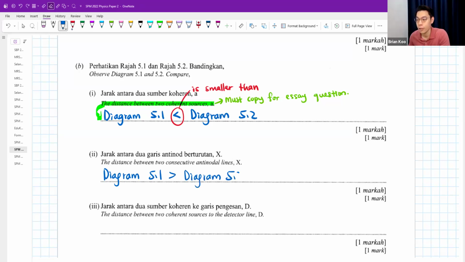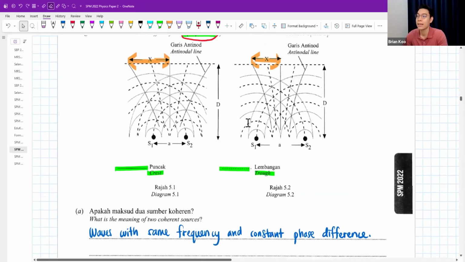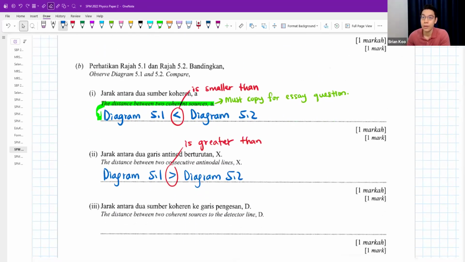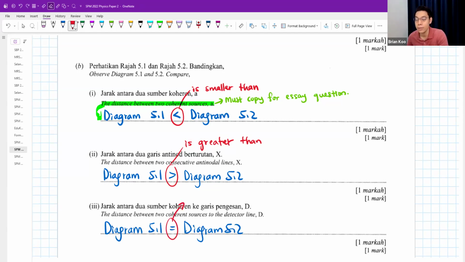Again, you can just write this as "is greater than". Part 3, the distance between two coherent sources to the detector line, D. The D is the same for both. So you can say equals like this. You can write like that in SPM. So whatever I write here, you can write in SPM. If you don't want to write this equal symbol, then you write it as "is equal to", or "is the same as" also can.